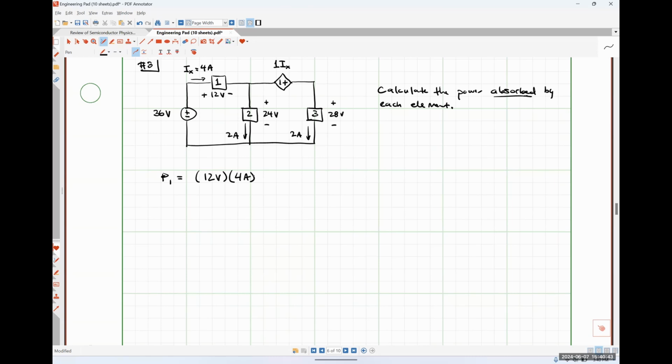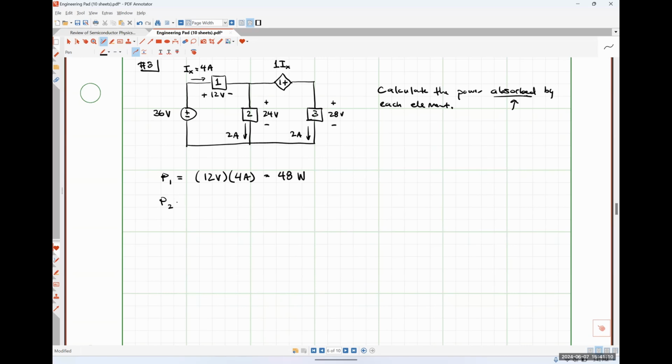Current is 4 amps. Now, is the current flowing into the positive polarity terminal or into the negative polarity terminal? It's flowing into the positive, and we were asked to calculate absorbed power, so we don't need to add a negative sign. So 48 watts.